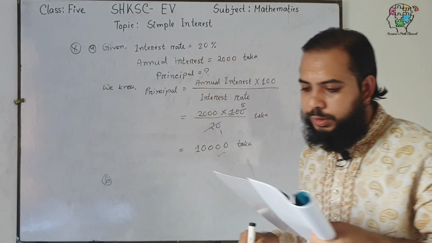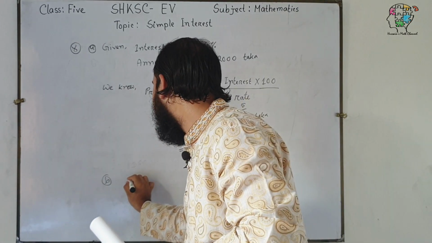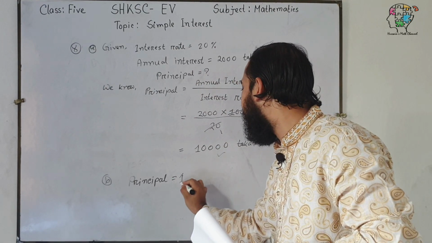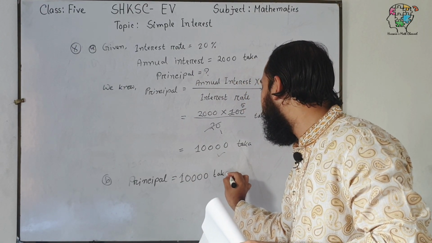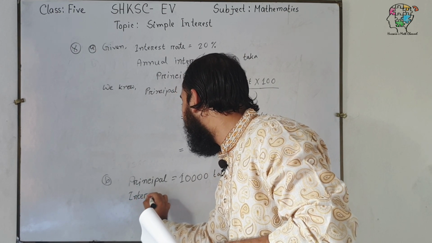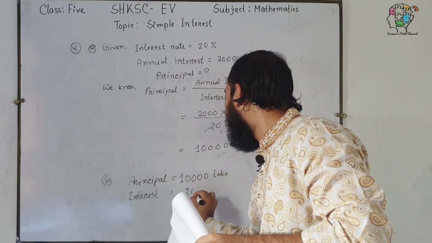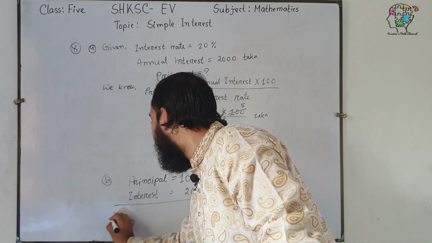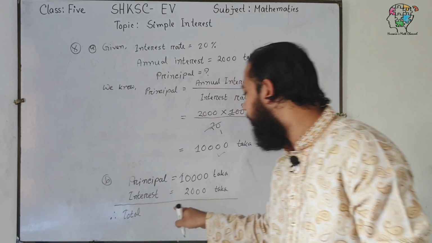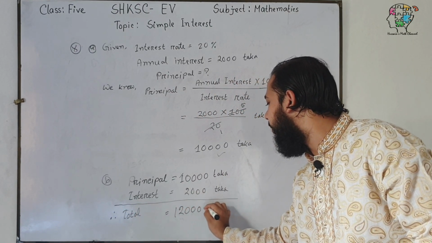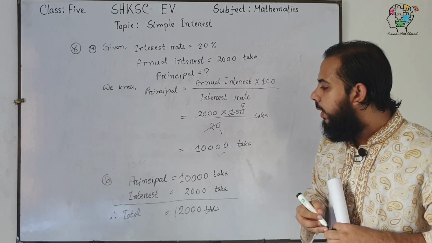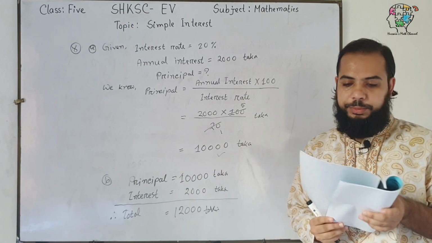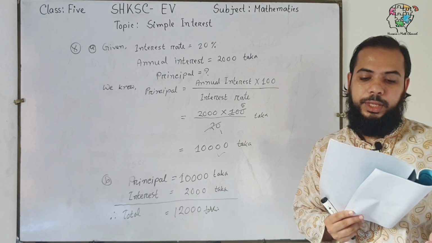So the question asks principal with interest. Principal is equal to 10,000 taka, interest equal to 2,000 taka, which is already given in the question. If we just add these two, the total is 12,000 taka. So principal with interest means if we add principal and interest together, we get our answer B. This is the answer, 12,000 taka.